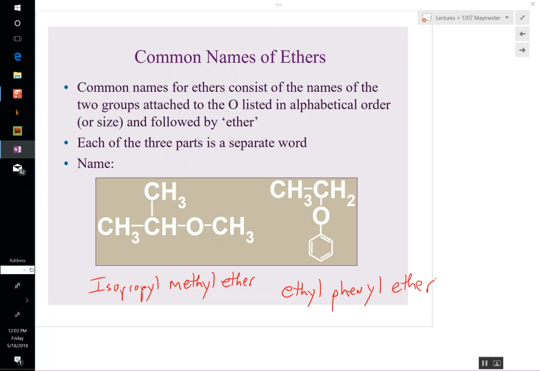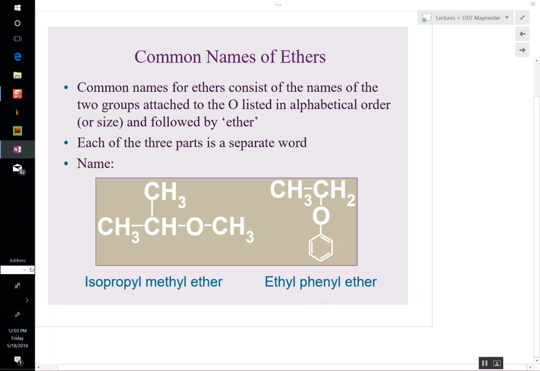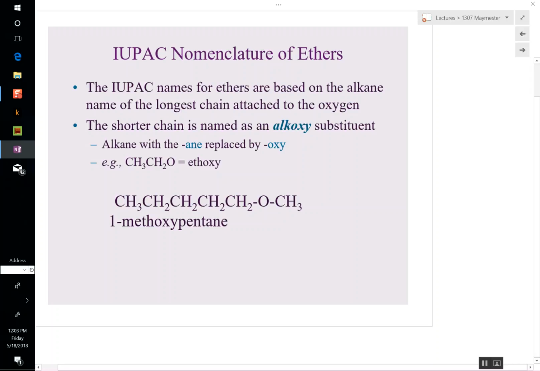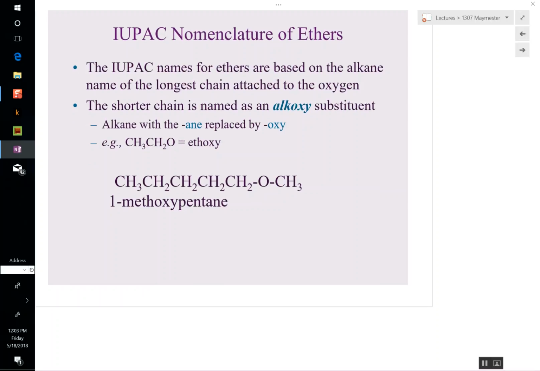This is one where one of the substituents is a phenyl group. The other is an ethyl group. Ethyl phenyl ether. Yeah, it does say list them in alphabetical order. Oh, okay. All right, we have to learn this. How do we deal with it if it isn't a simple ether?